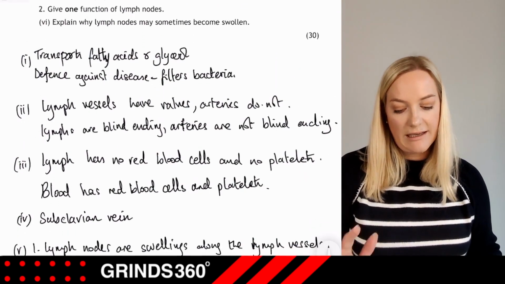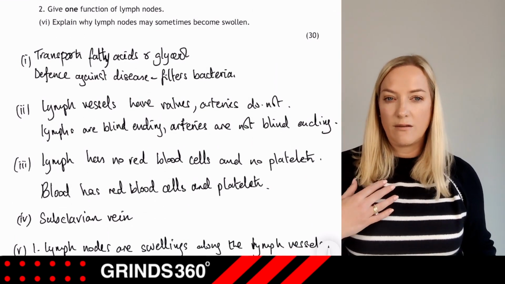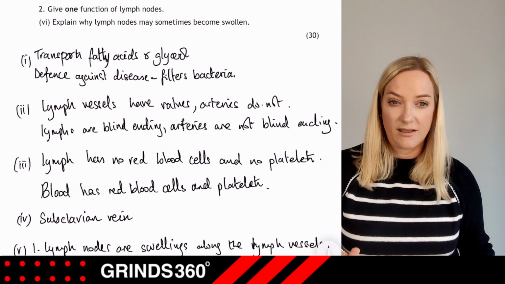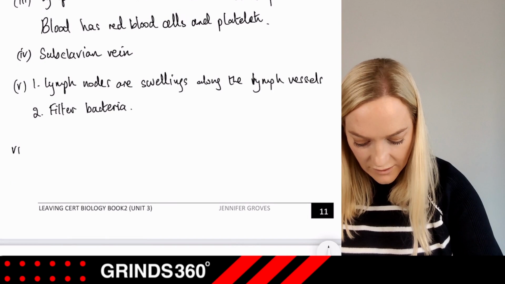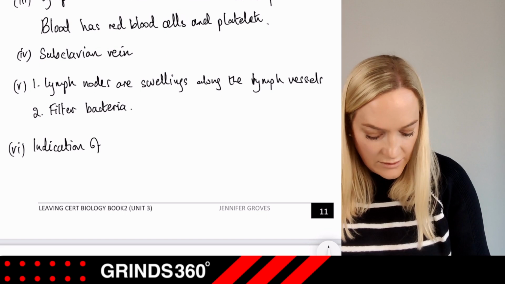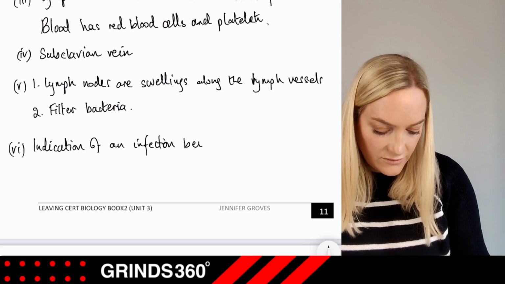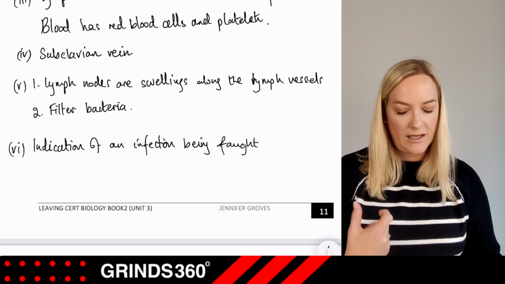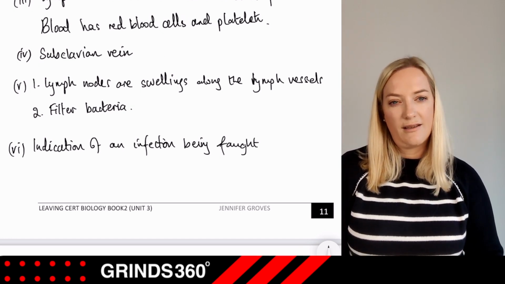And the last question, explain why lymph nodes may sometimes become swollen. They may become swollen because it's an indication of an infection being fought. It's being fought by the lymphocytes, by the defense system. That there is the lymphatic system.